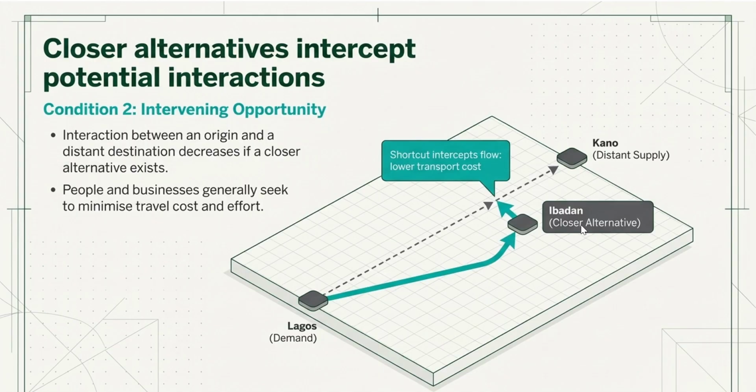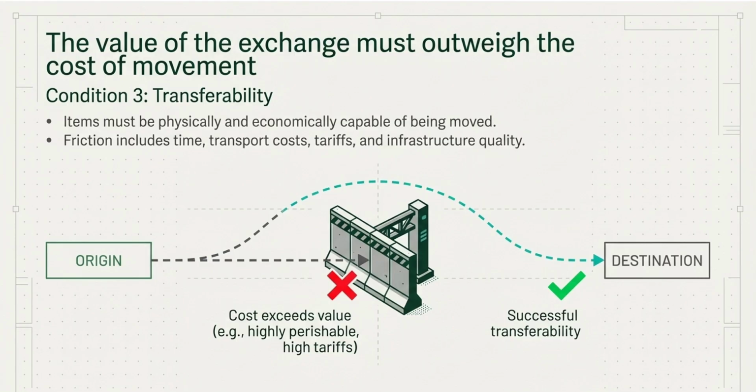This is a close alternative. Instead of traveling to Kano, Ibadan has become an intervening opportunity, so they don't need to travel much. The implication is that Lagos will save cost on transport, time, and the distance they need to cover. People and businesses generally seek to minimize travel cost and effort. The more you travel, the more effort you put in.